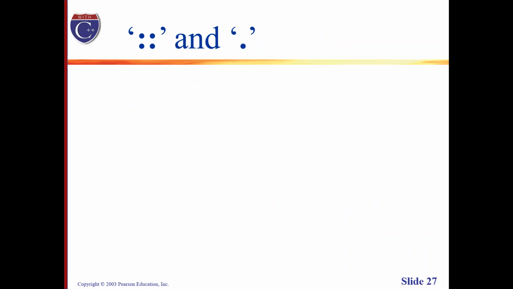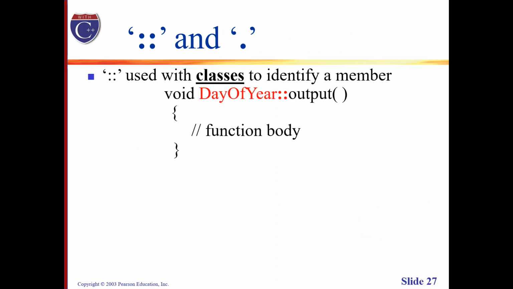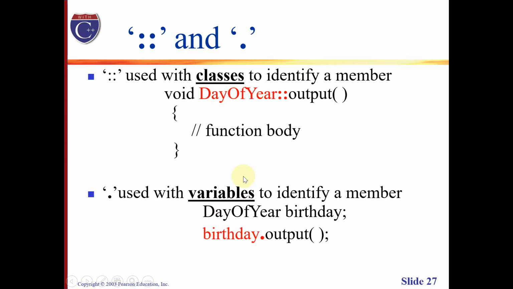So what's the difference between the two? In this case, the scope resolution operator is used with classes to identify a member, in this case to identify a member function. And in the case of the dot operator, it is used with variables to identify a member such as birthday. In this case, birthday is a member variable of the class DayOfYear.